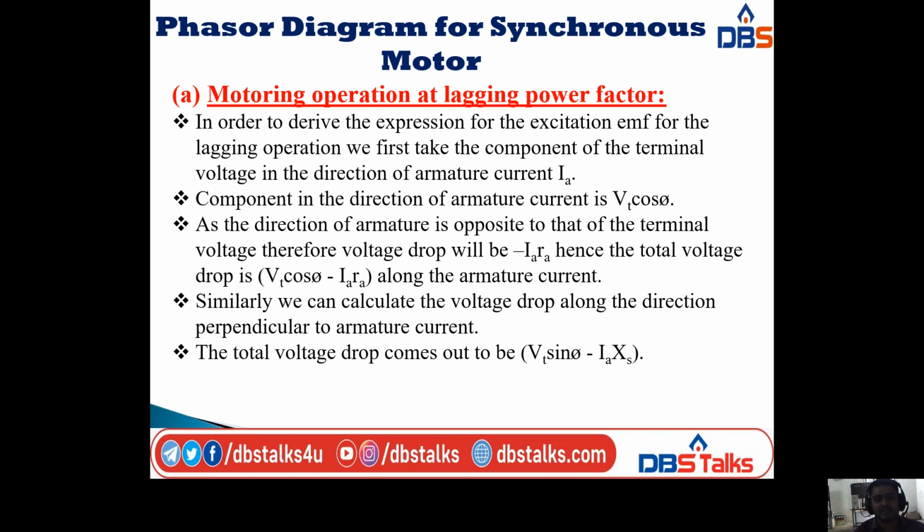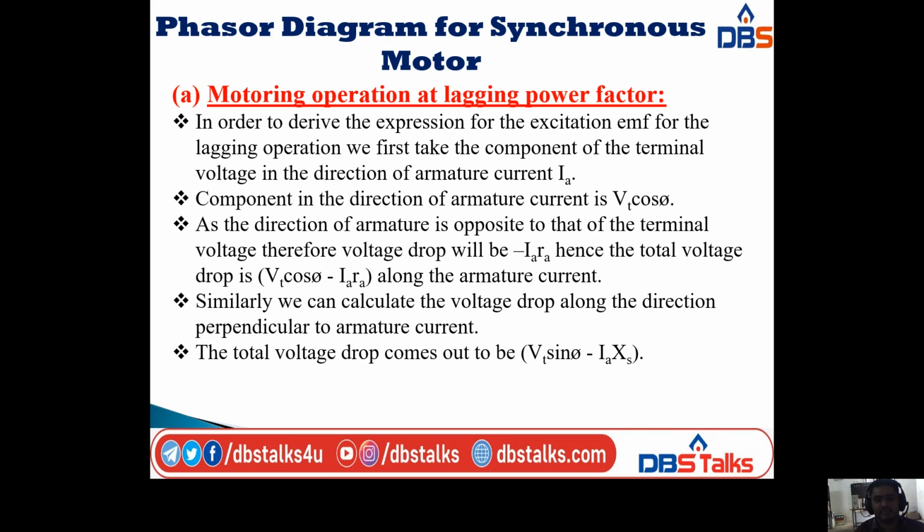In order to derive the expression for the excitation EMF for the lagging operation, we first take the component of the terminal voltage VT in the direction of armature current IA. The component in the direction of armature current is VT cos phi. As the direction of the drop is opposite to that of terminal voltage, the voltage drop will be minus IARA. Hence the total voltage along the armature current is VT cos phi minus IARA.